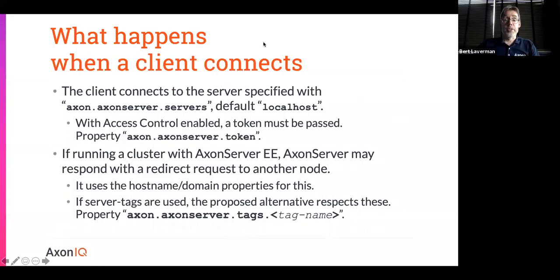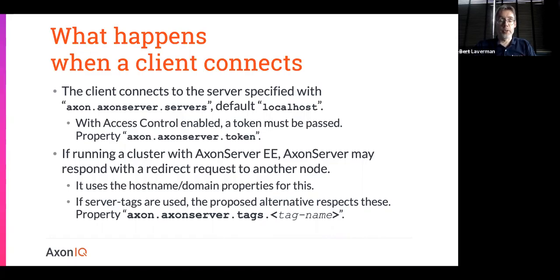If a client connects to AxonServer, the client uses a property called axon.axonserver.servers. The default value is localhost. So in this case, our quick tester was told to connect to AxonServer, but it was not told where AxonServer was. It used the default localhost. Also, the default is to use port 8124. If access control is enabled, we need to add a token, and that is done using the axon.axonserver.token property.